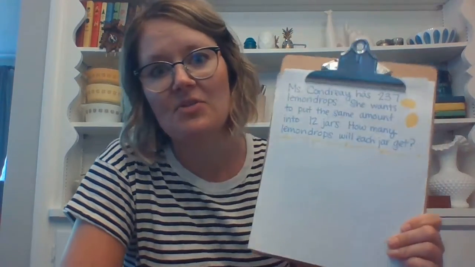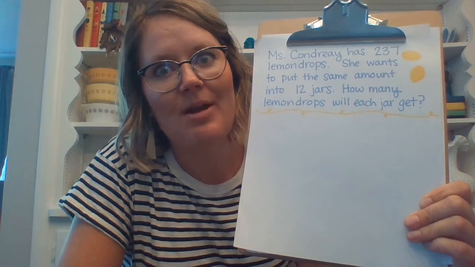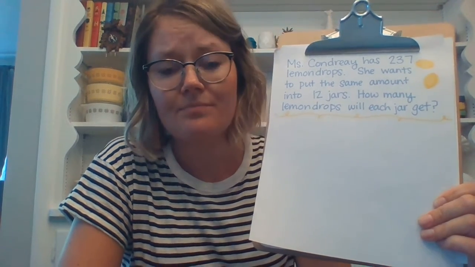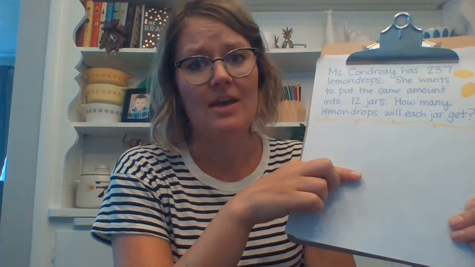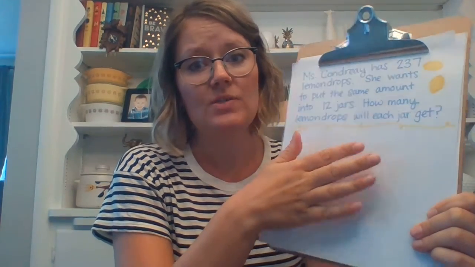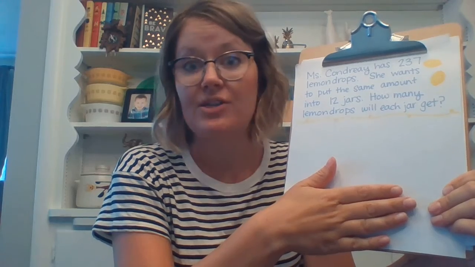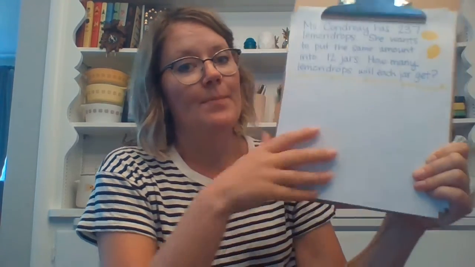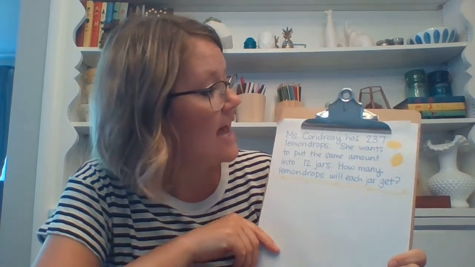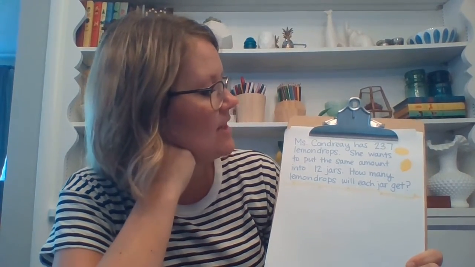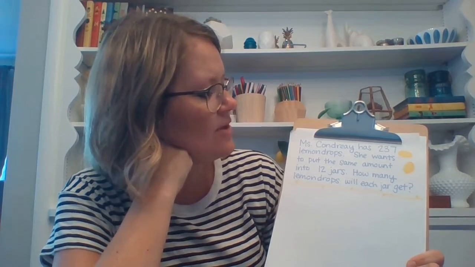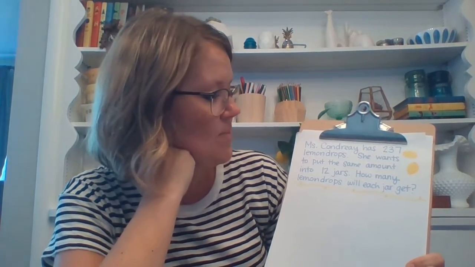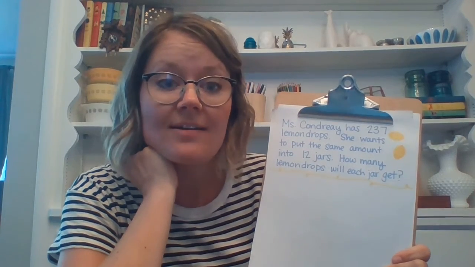We're going to ground this in one of my favorite things, which is a story problem about lemon drops, because I'm missing giving lemon drops to you. I wrote a story problem here, and we're going to use multiplication to solve it. We can use multiplication just by writing equations, or within a ratio table as well. The story problem is that Miss Condry has 237 lemon drops. She wants to put the same amount into 12 jars. How many lemon drops will each jar get?